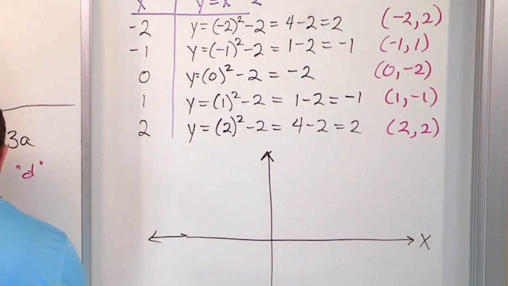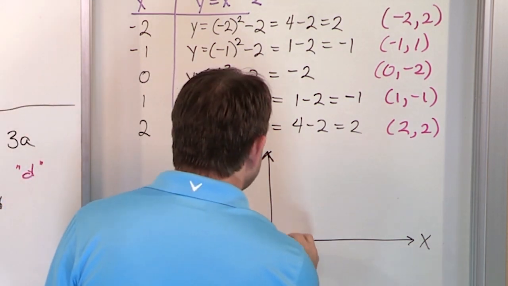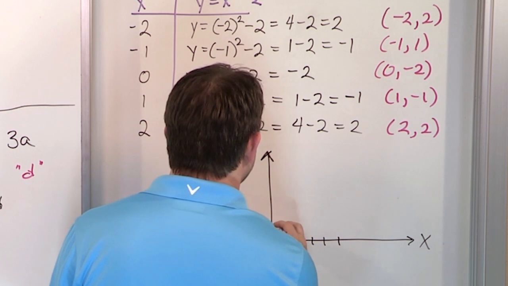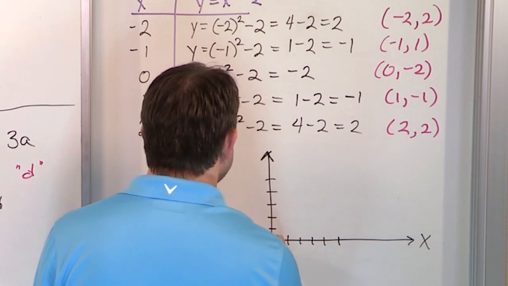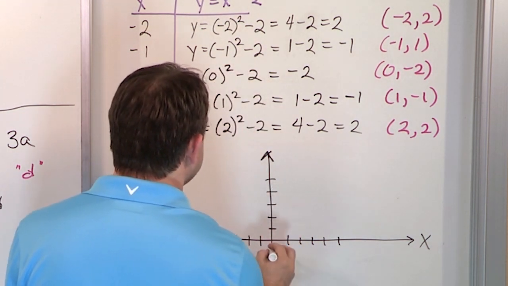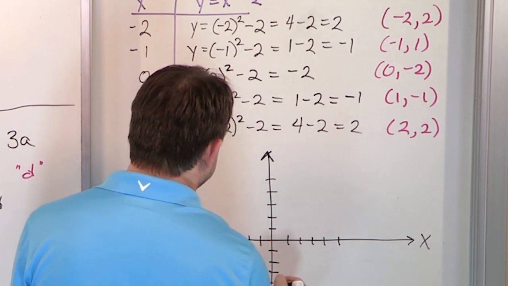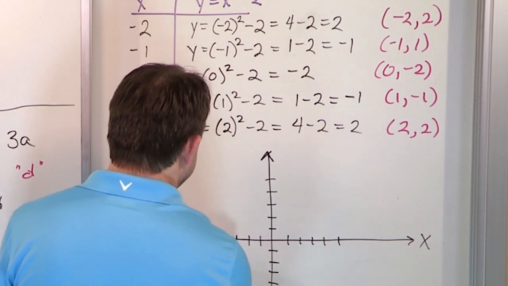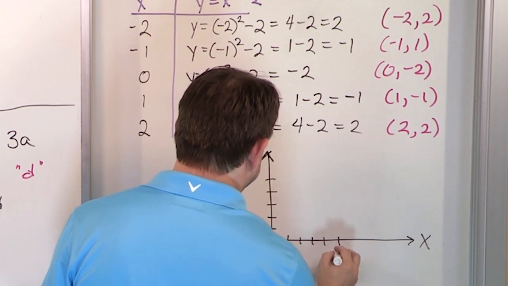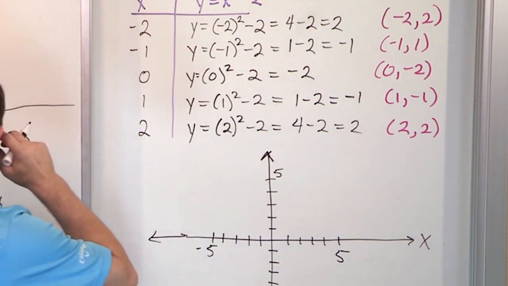So let me draw some tick marks. I forgot to do that. 1, 2, 3, 4, 5. 1, 2, 3, 4, 5. -1, -2, -3, -4, -5. Negative, negative, negative, negative, negative, all the way to -5. So that's -5, -5, 5, like this. Okay?